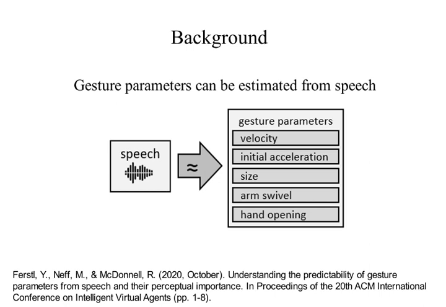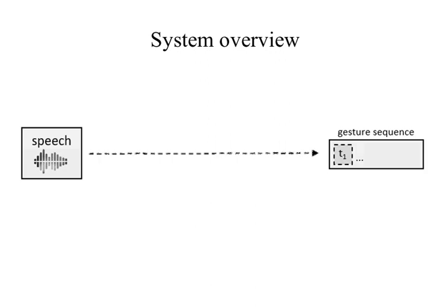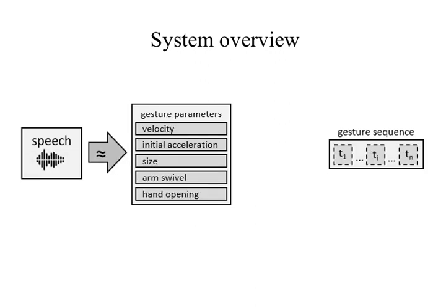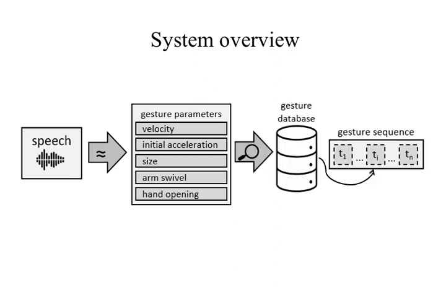The 5 proposed gesture parameters are velocity, initial acceleration, gesture size, arm swivel, and hand opening. Briefly, our method of gesture generation consists of 4 steps. Determining appropriate gesture timing from speech. Estimating desired gesture characteristics from speech. Selecting appropriate gestures from the database. And combining the selected gestures into a coherent animation sequence.